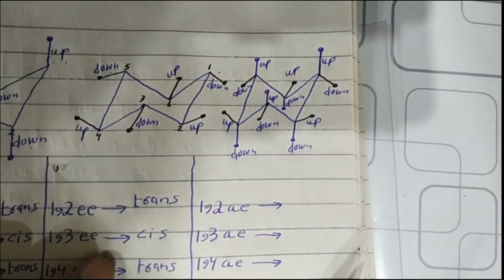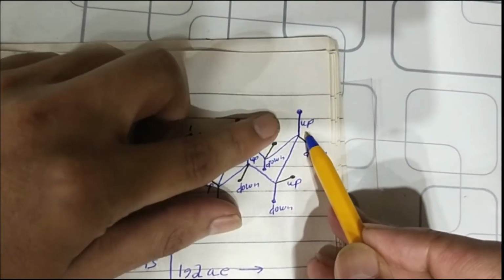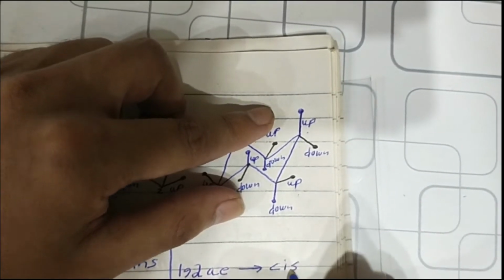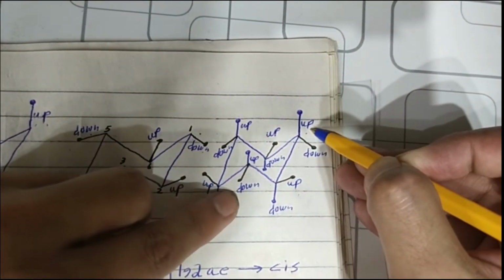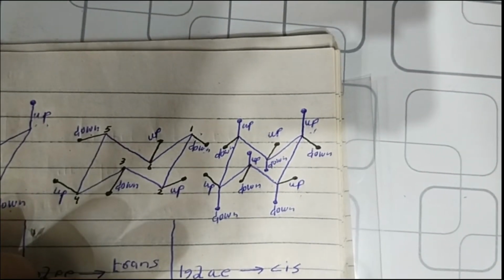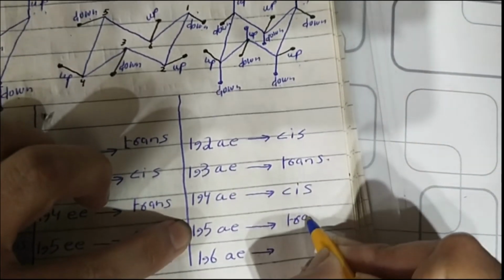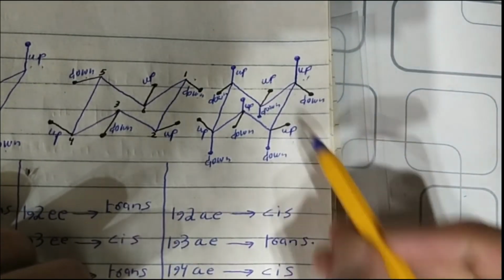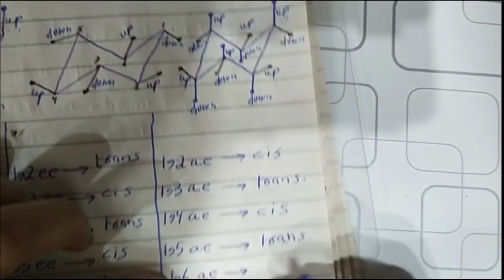So 1,2 axial and equatorial: 1 axial is up and 2 equatorial is up. So this is cis. 1,3: 1 is up axial and 3 equatorial is down. This is trans. 1,4 axial equatorial cis. 1,5 axial equatorial trans. And 1,6 axial and equatorial, this is cis.